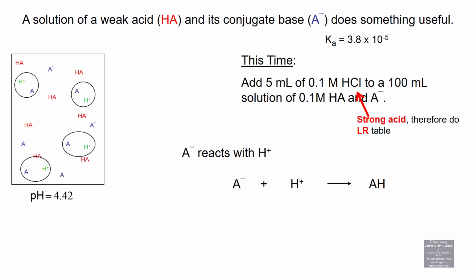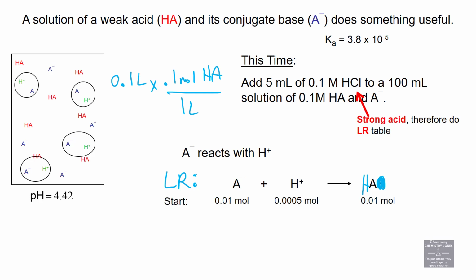If I start with a limiting reactant table, that would be 0.1 liters, 100 milliliters, times 0.1 moles of HA per 1 liter. That's where I get 0.01 moles of A minus and 0.01 moles of HA. Really hate that I wrote it that way. We're going to pretend I didn't write it that way. HA and 0.0005 moles of HCl. That's really the same moles as the last time. Minus X, plus X.